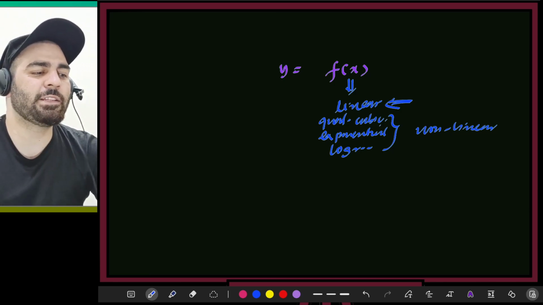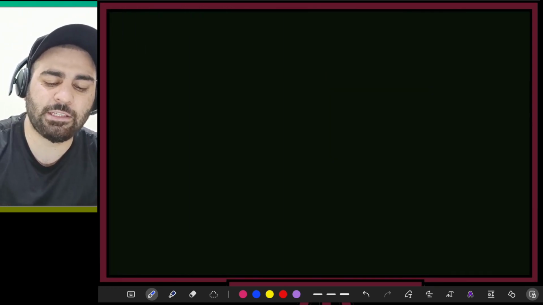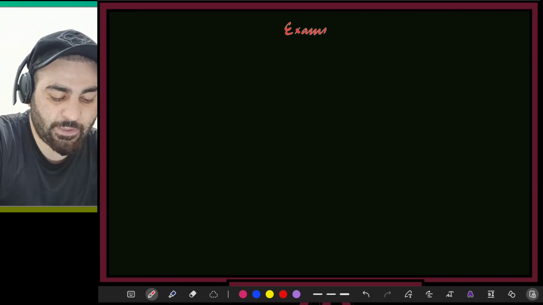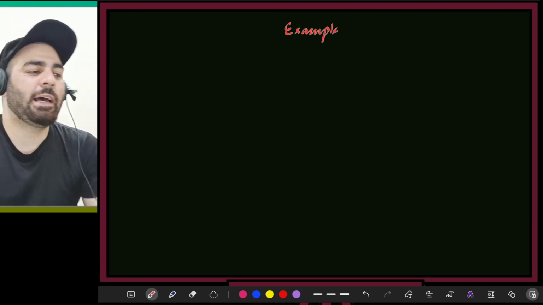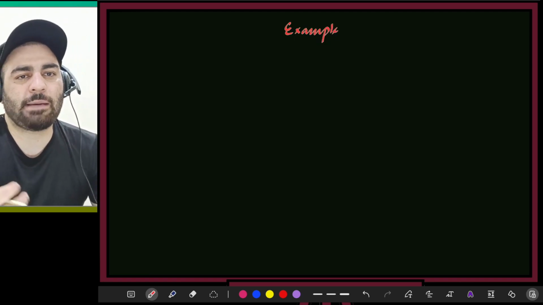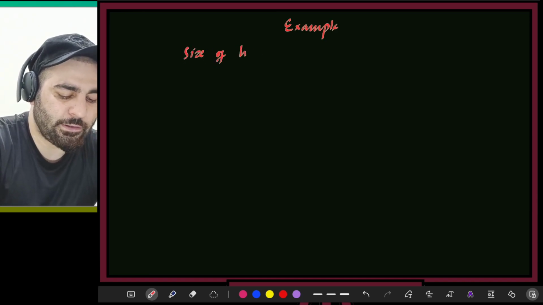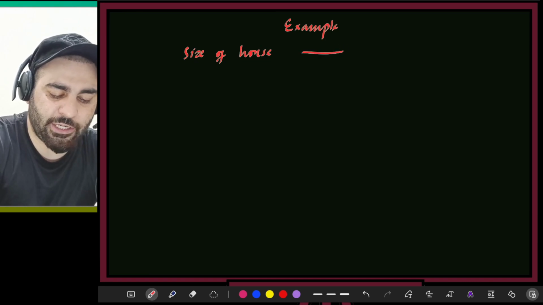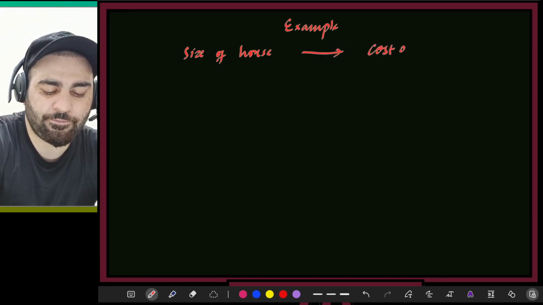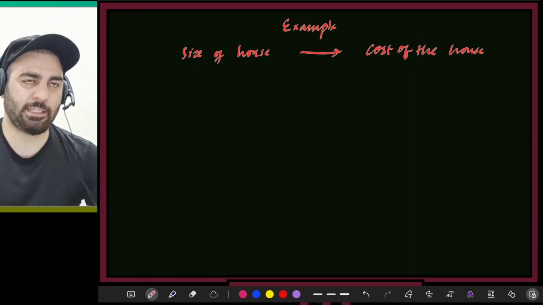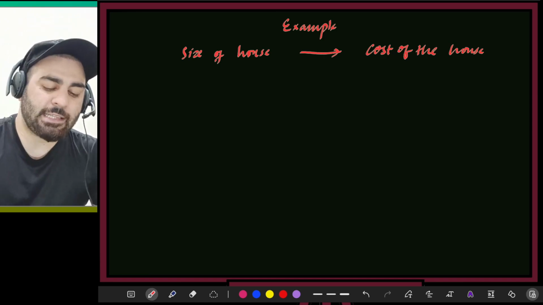So now if this is clear, we'll see an example, and then we'll see what is our goal in linear regression. Let's take an example, because things get clear when we take examples. As you know, somehow the size of a house has some relation with the cost of the house. So if you give me the size of the house, I can tell you the cost estimation. But you know that there is a linear dependence.